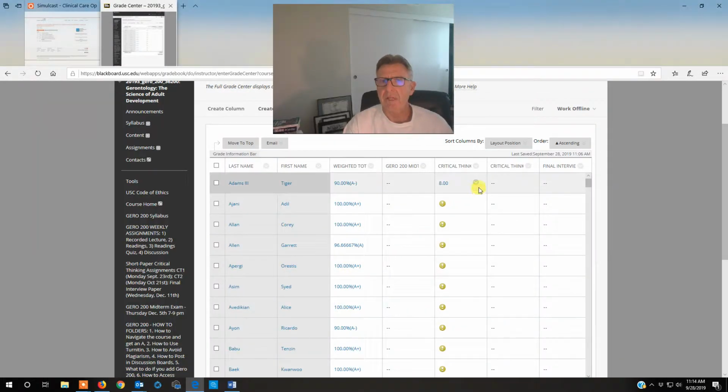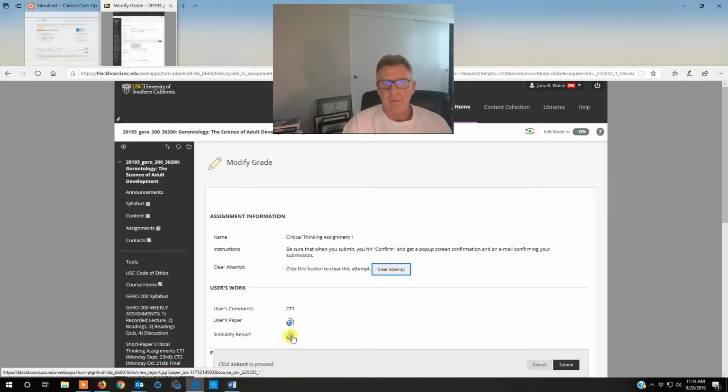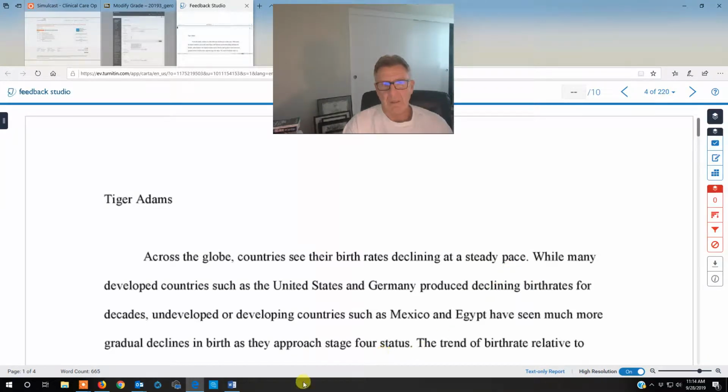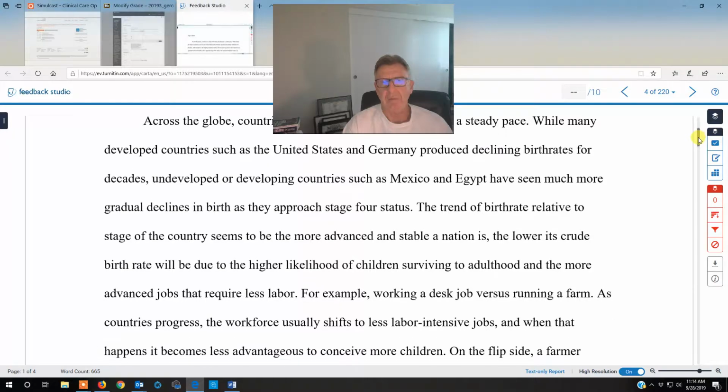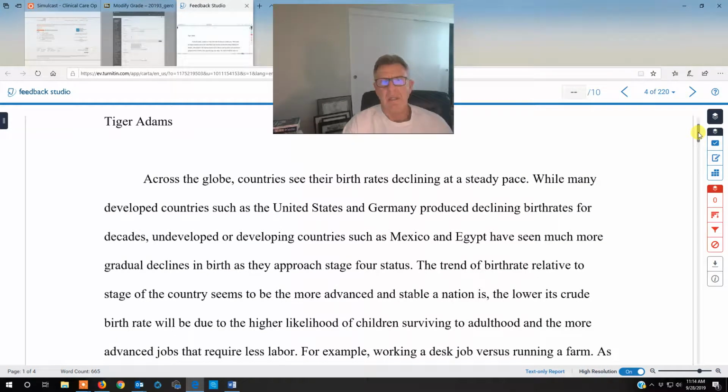We can go in here and take a look at this one right here, and we'll look at the attempt. The other thing that Julia marked in her rubric is to look at the similarity report. So this is a great similarity report. I don't see how they get that. I'm a little suspect on that, but it was a 0. We're going to go through here and make sure that Tiger has done as we asked.